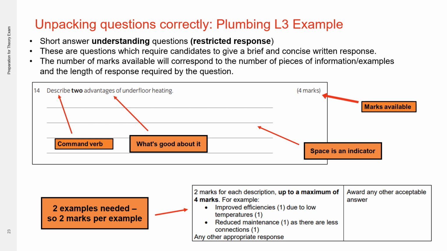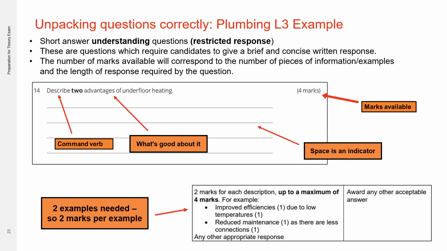So step 1, let's identify the command verb. Step 2, pick out the word advantages and start thinking about what that means, such as what's good about it. There are 4 marks and 2 advantages. That helps us work out it's 2 marks each.